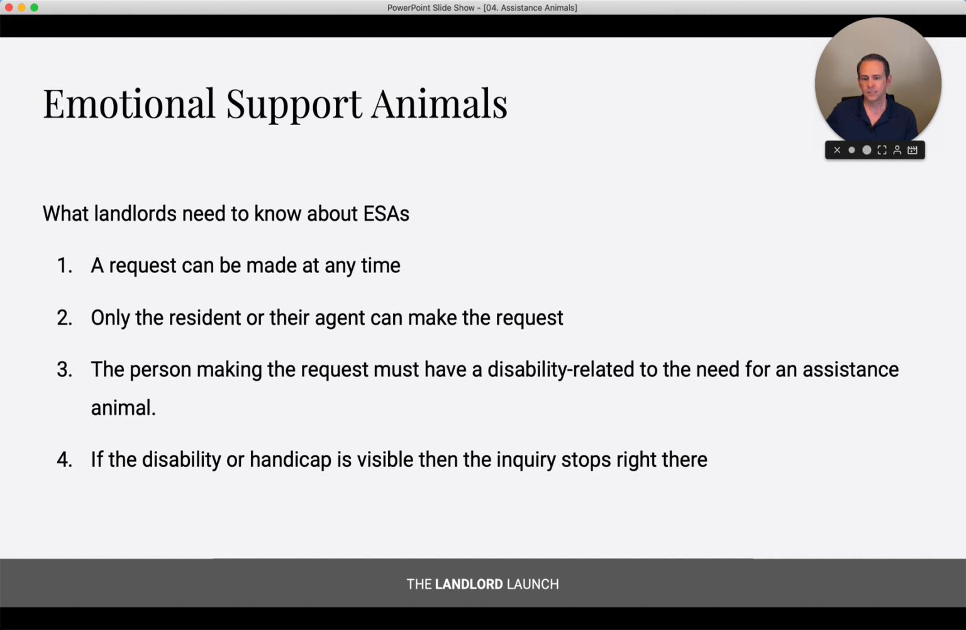And then if the disability or handicap is visible, accommodate and move on. Don't inquire anymore. If the person's blind and they need an animal to help them, and 10 to 1 already will have one, but that's a very obvious example. If the disability or handicap is visible, or if they say, hey, listen, I need an assistance animal, I'm in a wheelchair and this animal is going to help me retrieve things that I can't reach or whatever. Okay, accommodate and move on.